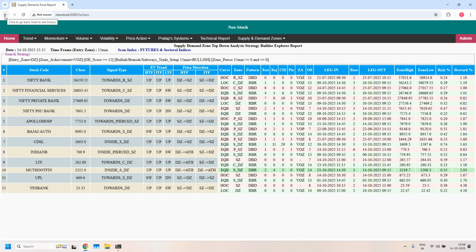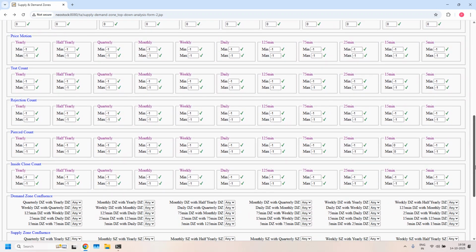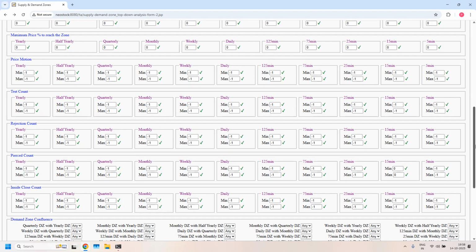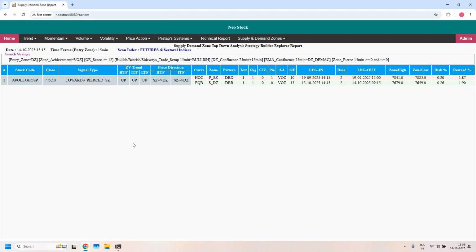High probability trade setups I am generating as per the first strategy, LTF and ITF demand zone confluence, that is 15 minutes and 75 minutes demand zone confluence, and EMA confluence, that is a 75 minutes demand zone with daily EMA confluence. We got only one stock. This 15 minutes demand zone has more high probability to get success if lesson 20 checklist items are satisfied. So this is as per the first strategy.